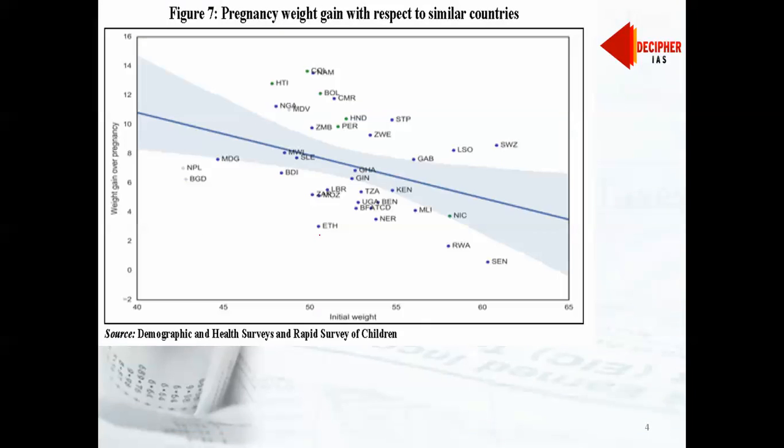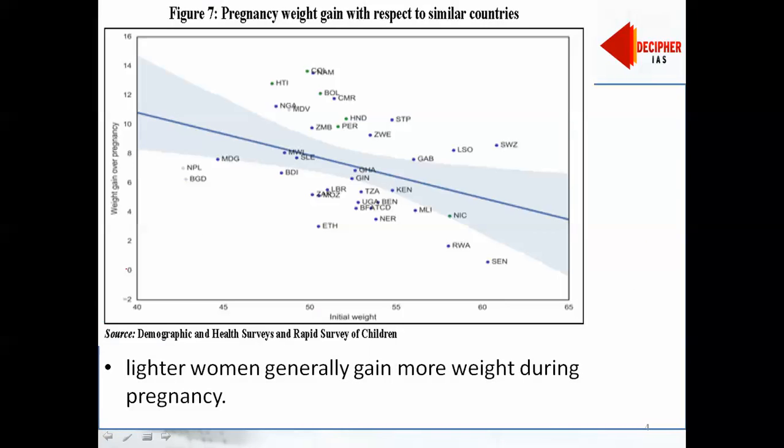Now this is the graph of pregnancy weight gain in different countries. What do we infer from this graph? We infer that lighter women generally gain more weight during pregnancy. See here, a woman who is 40 kgs on average gains more than 8, that is from 8 to 14 kgs you can take. This is the window. But as the weight increases, the weight gain of the mother decreases.